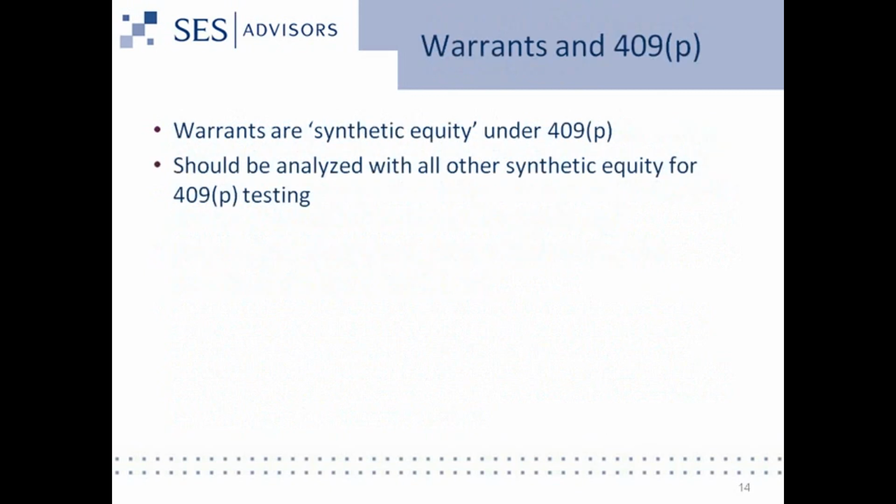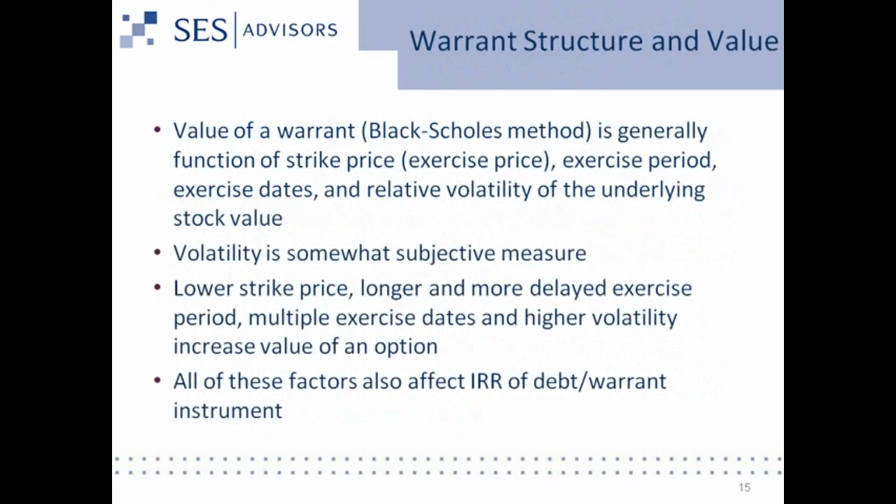We said warrants are synthetic equity under 409P and need to be analyzed. So now we have to look at the warrant structure and value, which is to say not only when do we expect the warrant to be exercised, but what other terms are attached to it. And first of all, we recognize that the value of a warrant, how desirable it is to have it, is a function of, usually the method of valuing the warrant as an instrument is something called Black-Scholes. These are two guys who won the Nobel Prize in economics a while ago for developing an option pricing model.